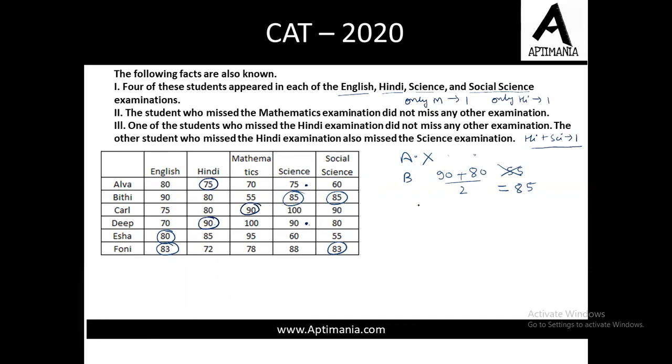From here, we can see that we need not to check for C because C is the one जिसने केवल मैथ्स का एग्जाम मिस किया था. We need not to check for D as well because D is the one जिसने either हिंदी और हिंदी plus science का एग्जाम मिस किया है. Fine. Now we need not to check for E as well because for E we have already checked, and for F also we have already checked.